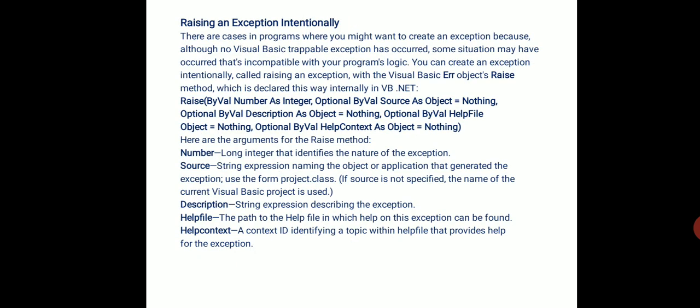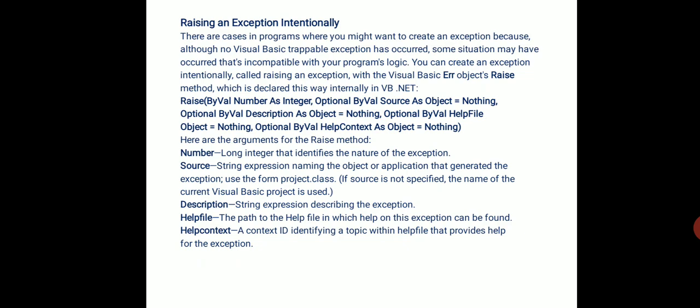See, one more concept is raising an exception intentionally. There are cases in programs where you might want to create an exception because although no Visual Basic trappable exception has occurred, some situation may have occurred that is incompatible with your program's logic. You can create an exception intentionally, called raising an exception, with a Visual Basic Err object's Raise method, which is declared in this way internally.